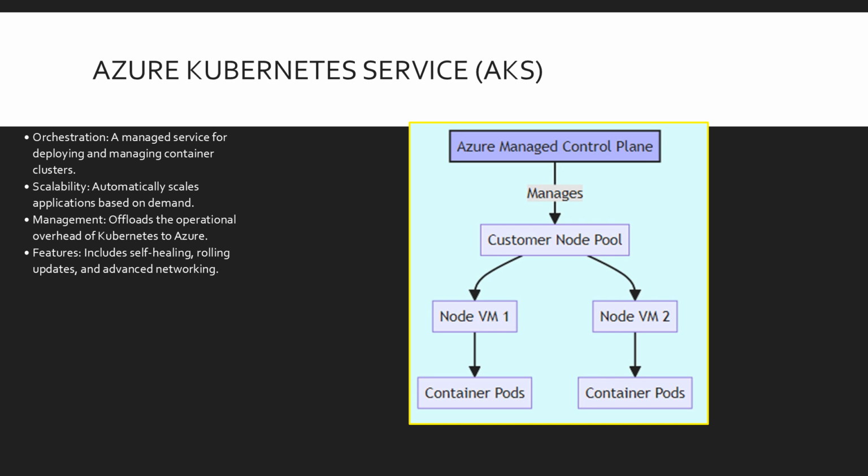This flowchart depicts the shared responsibility in AKS. At the top is the Azure Managed Control Plane, which Azure handles for you, providing health monitoring and scheduling. It manages the customer node pool below it. Inside that pool are the actual node VMs, virtual machines, that host your workloads, represented here as container pods. This hierarchy shows how Azure abstracts the complex management layer while you retain control over your worker nodes.